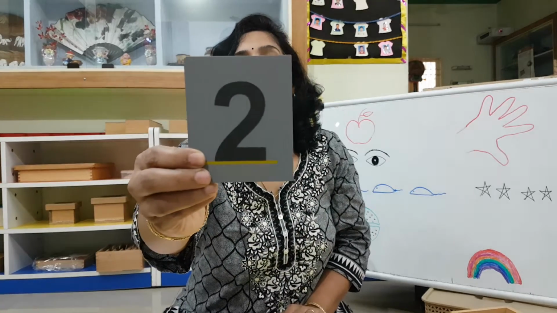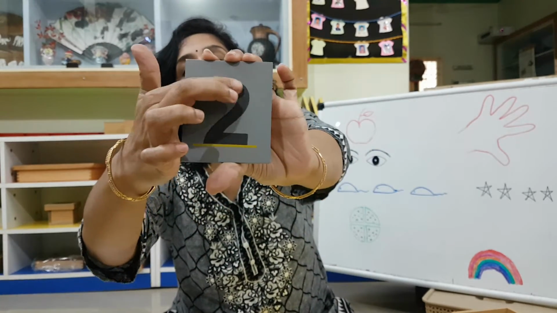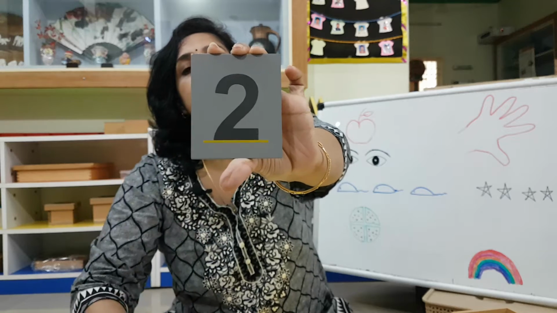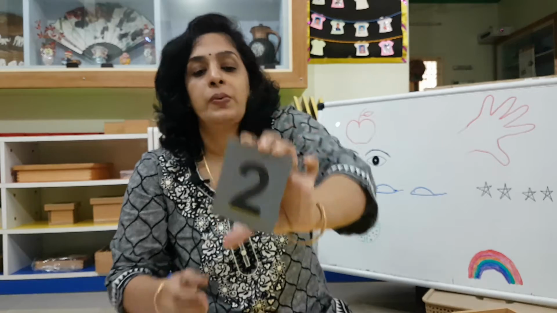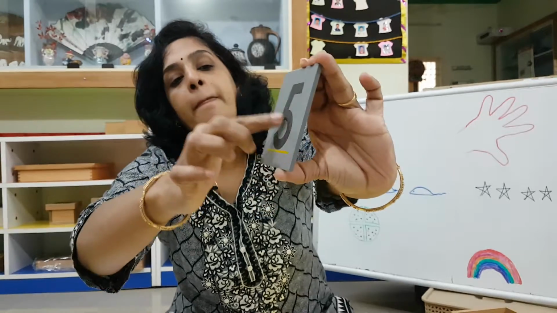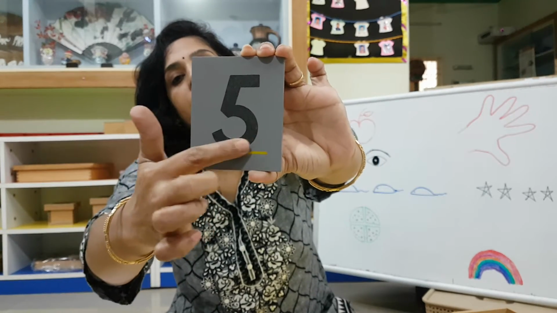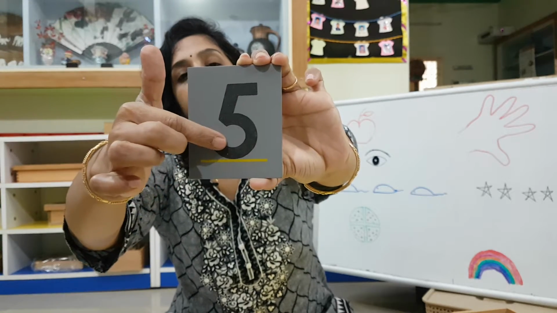Now, what number is this? This is number 2. Let's start from here. 2. One more number. What is this? It's a 5. Start from here. 5. One more time. 5.